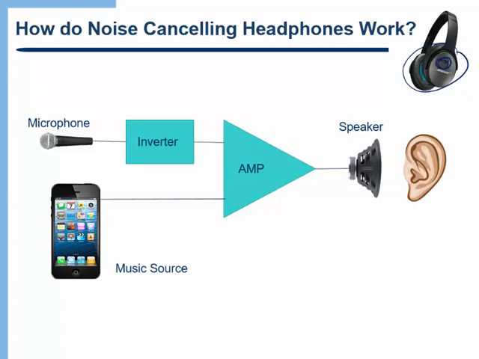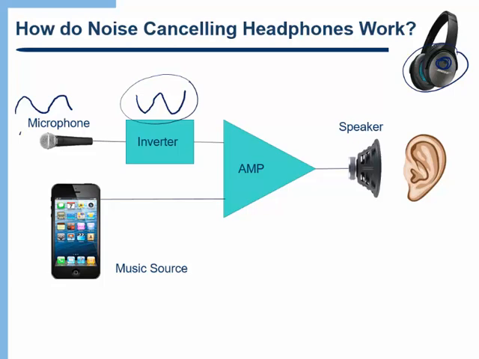They actually have a microphone on the outside, and you probably don't notice it. It's usually just a small hole. But what the microphone is doing is it's taking in the sound from outside the headphones. So let's say, just to keep it simple, the sound outside the headphones is a sine wave that looks kind of like this. The next thing that the electronics in the headphones do is they take that sound wave and they invert it. So in other words, now the sound wave looks like this.